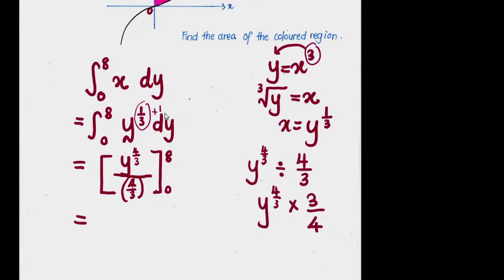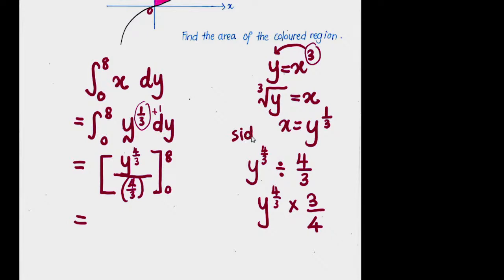No, Kirtana, don't plus 1 over 3 plus 1 over 3. It must plus 1, because integration, you must add 1. Okay, so 1 over 3 plus 1, you will get 4 over 3. Okay, so that 4 over 3 only you divide at the bottom.